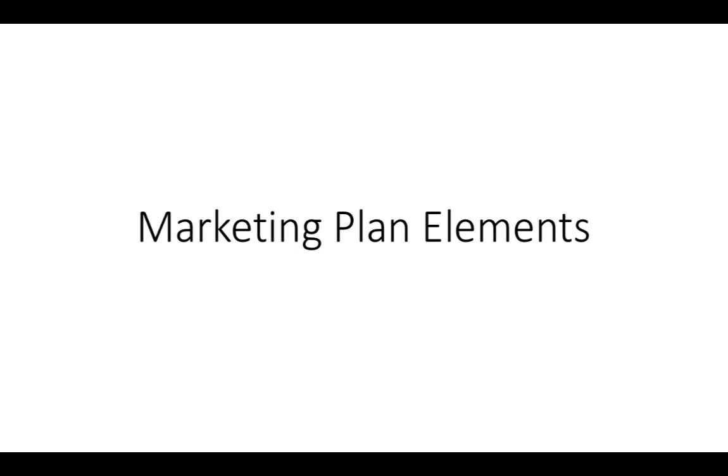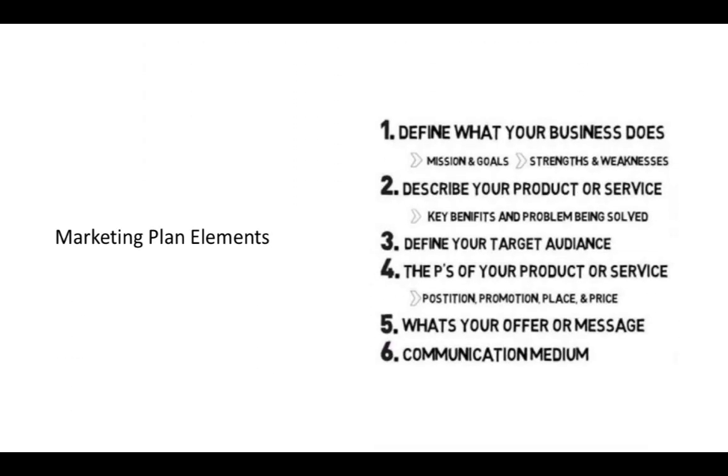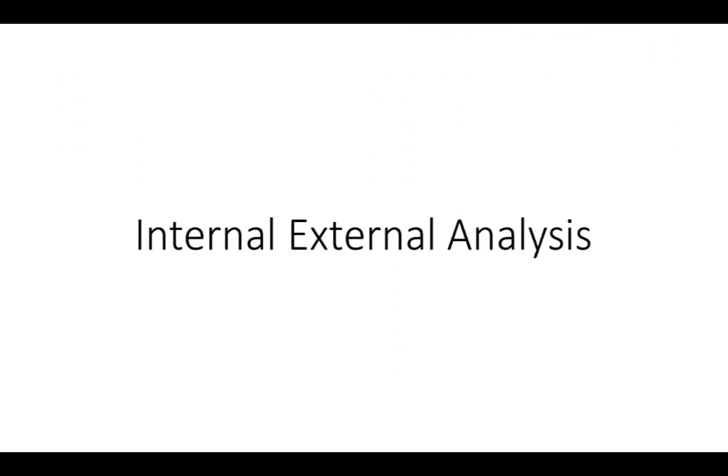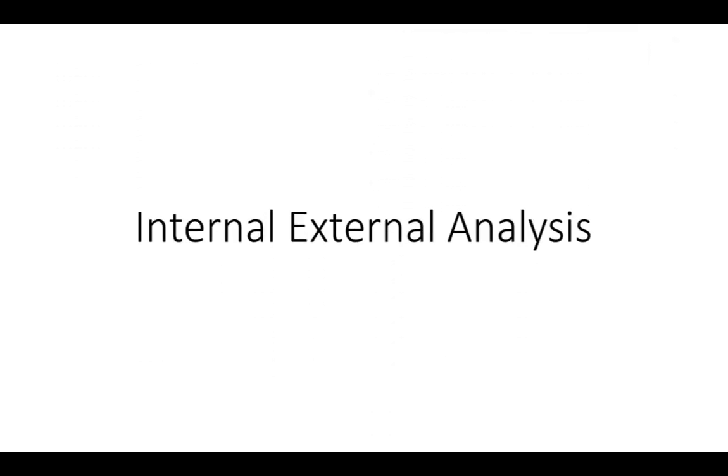The marketing plan consists of the mission and vision, internal and external analysis, STP-D, SWOT, 4 Ps, then implementation and control. This defines what your business does, describes your products and services, defines your target audience. It says what are the 4 Ps of your particular product or service. It says what you're going to offer, what kind of message you have, and the communication means you're going to have in order to let people know what's going on with your product.